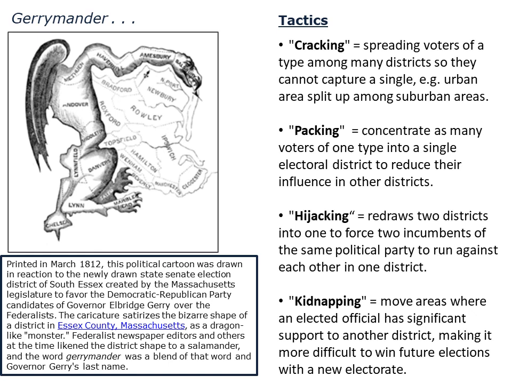And then hijacking: redrawing two districts so that you force two incumbents of the same political party to run against each other in the same district. And then finally, kidnapping: moving areas where an elected official has significant support to another district, so that person has to create a new constituency, a new coalition to seek to win that district in the future.